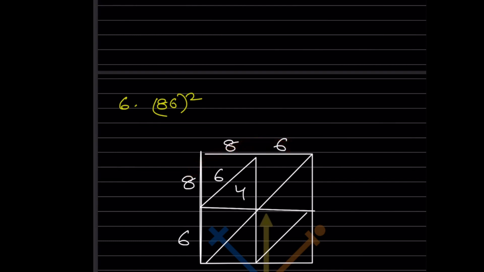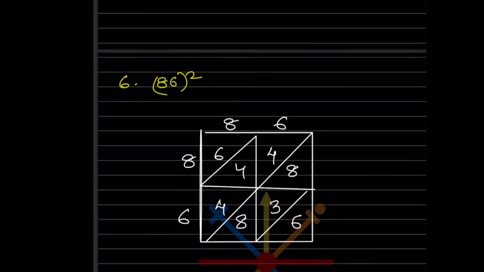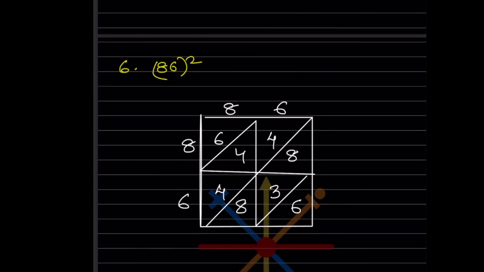So 4 here, 8 here. Again for this and this, again this is 48. 4 here, 8 here. Again for this is 36. So 3 here and 6 here. So now what will you do? We will go for this part. So this is 6 alone. So we'll write here 6. Underline it because it is alone here.